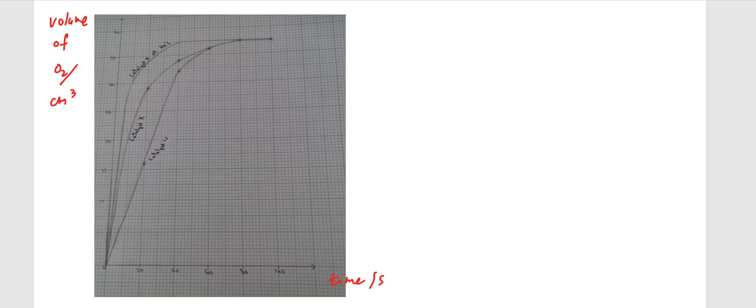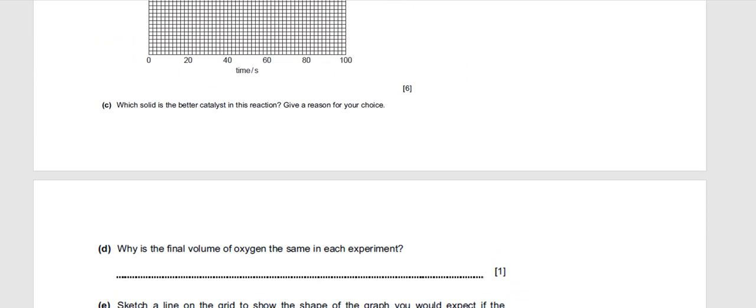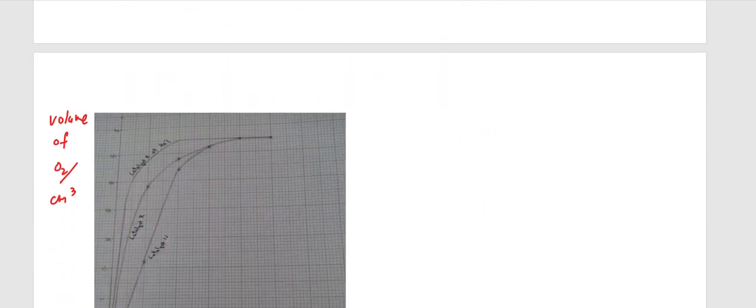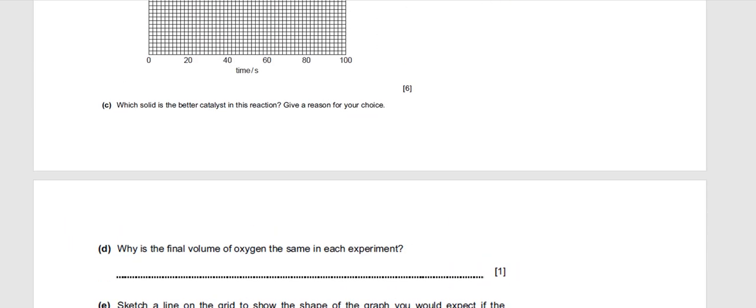Okay, so let's look at the next question. So based on your graph, which is a better catalyst? Give a reason for your choice. Okay, so if you look at this, which one is faster? X is faster or Y is faster? X is obviously faster, right? Okay, so because X is faster, X is a better catalyst. Okay, so higher rate of reaction. So which is a better catalyst? Give your reason. So X, higher rate.